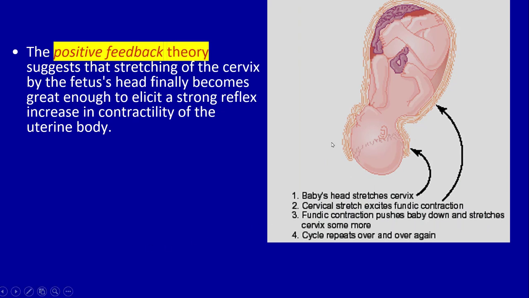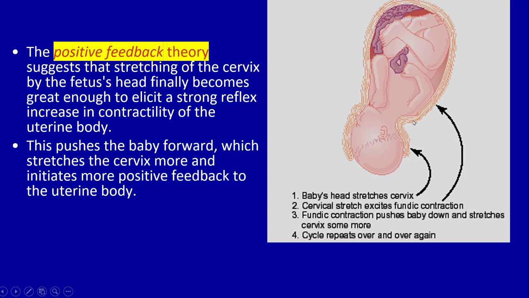The positive feedback theory suggests that the stretching of the cervix by the fetal head finally becomes great enough to elicit a strong reflex increase in contractility of the uterine body. When there is stretch in the cervix, it sends impulses to the uterus and causes forceful contraction in the body of the uterus, which leads to parturition.